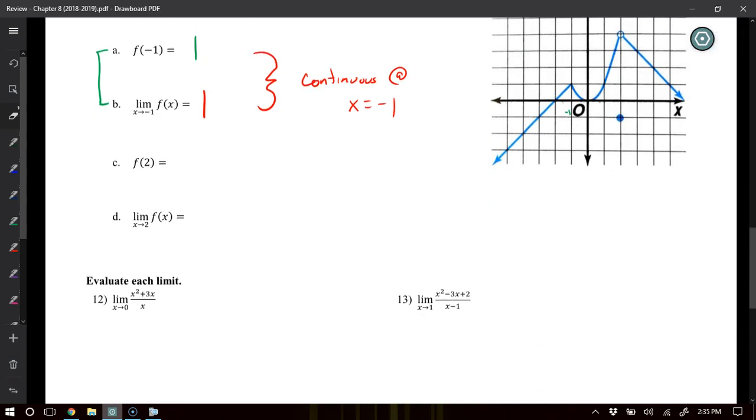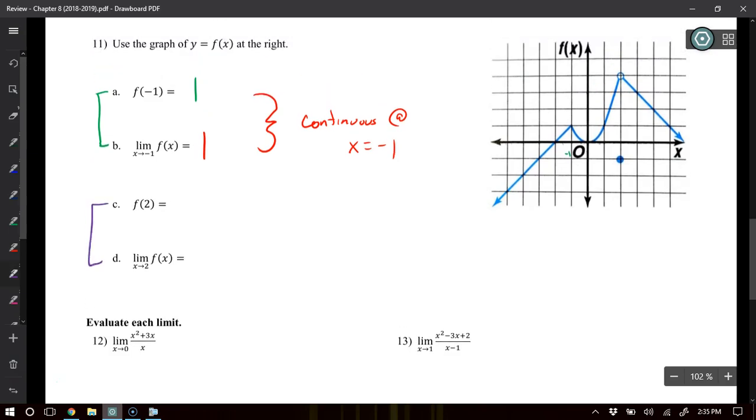If I take a look at C and D, these two go together. So if I look at C, find f of 2. So here's 2. Now, if I look up here on the graph, that's an open circle. So that can't be the value. If I look, there's my closed circle. So that is the value.